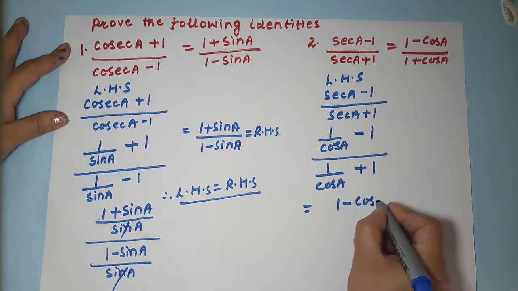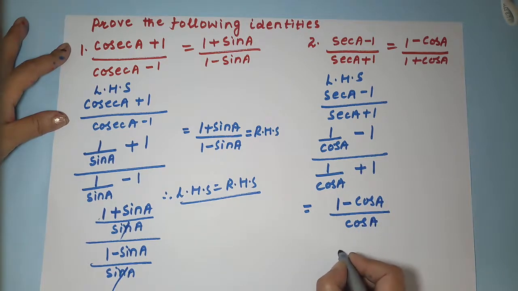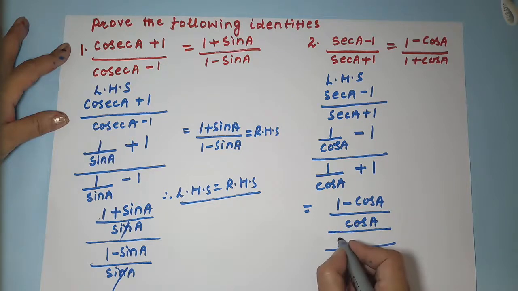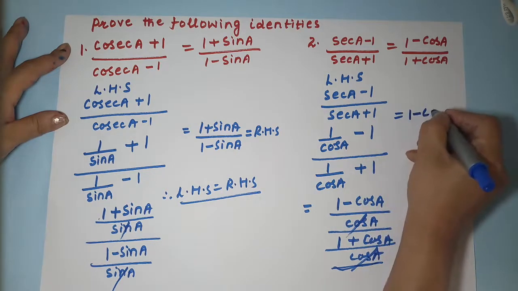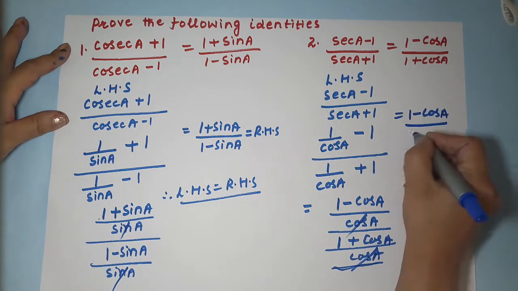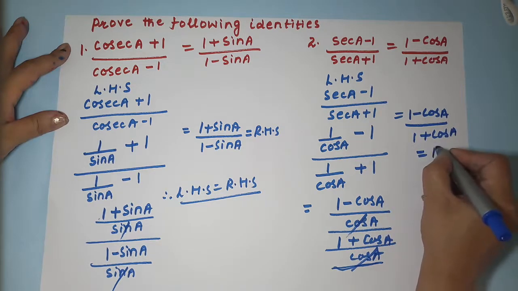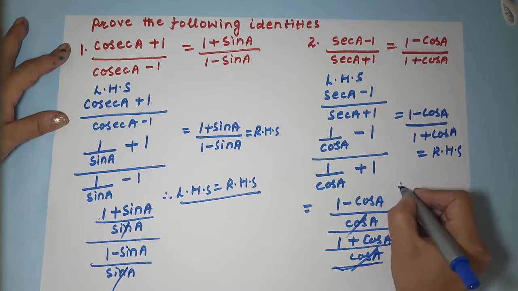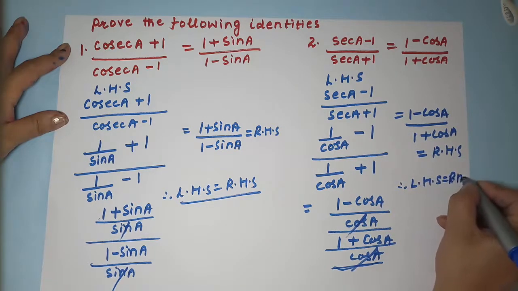I will get 1 minus cos A upon cos A, and in the denominator also I will take, this will be 1 plus cos A and then cos A. So this cos A and cos A will go. I am left with 1 minus cos A upon 1 plus cos A. Is it my right hand side? Yes, equal to RHS. Therefore, your left hand side is equal to right hand side, right?